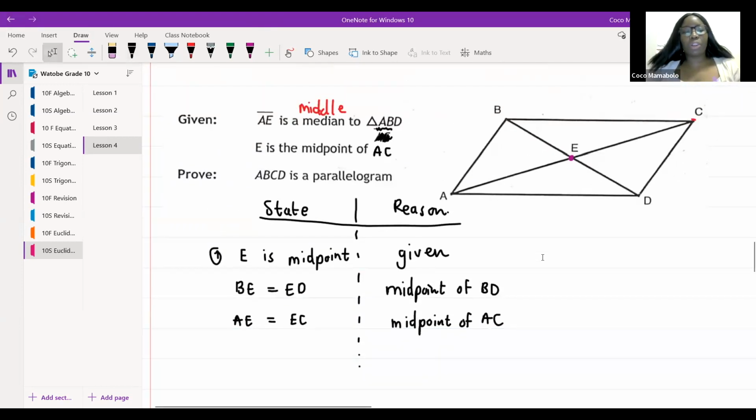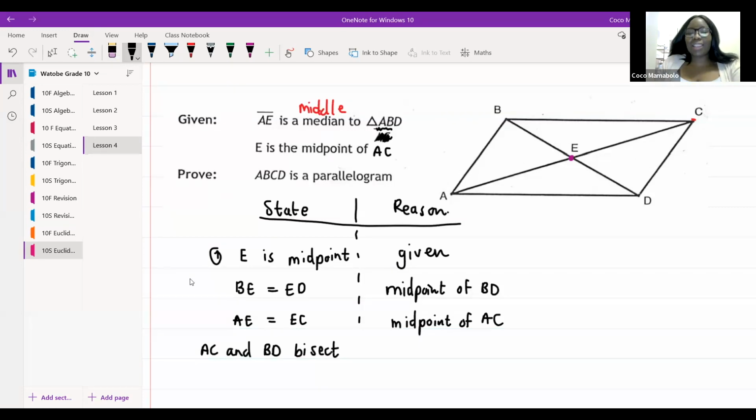Now that we know that these two things are equal, we know that because they both pass through the point E, what does that tell me about line BD and line AC? What does that tell us? That they what? There's that one word I'm looking for. That's it, Sponga. That's it, Apiwe. They bisect. Line AC and line BD bisect.